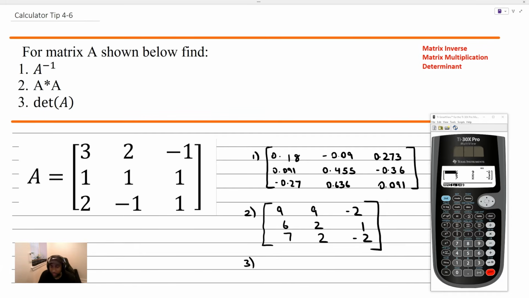Now, what about for that third question? We're going to go ahead and find the determinant of this matrix A. So what you're going to do is click second matrix, go over to the math option and click on determinant. And you're going to feed in that matrix A, second matrix, click on matrix A, close up that parentheses, and we're going to find the determinant, which is 11.